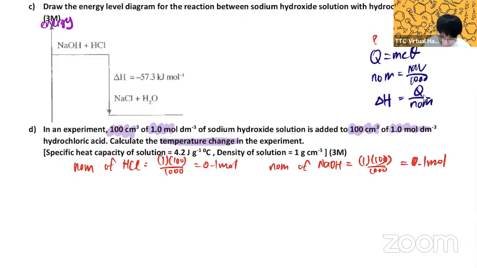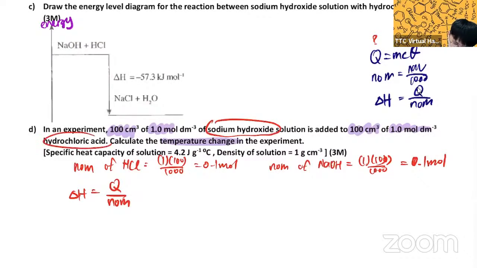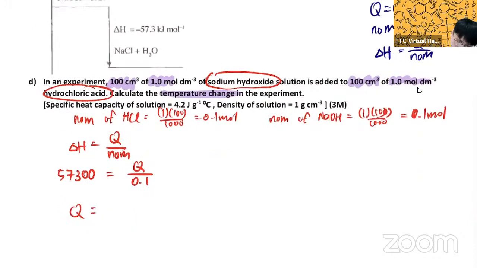So since I can use either one, I can start my formula. So delta H equals Q over number of mole. So delta H between sodium hydroxide and hydrochloric acid is 57.3 kilojoule per mole. So I will use 57,300. Okay. Equals Q, I don't know, over number of mole, which is 0.1. So guys, what is Q? Bring your 0.1 over, multiply the number there, you will get 5,730 joule. But that's not the answer. You want to find theta. So Q equals mc theta.